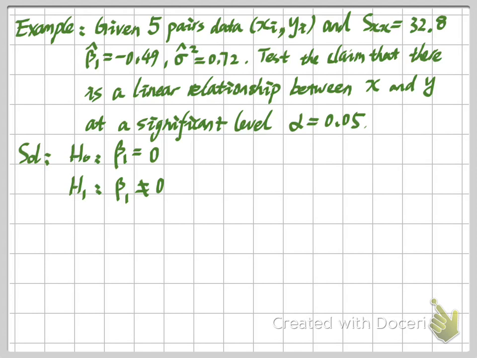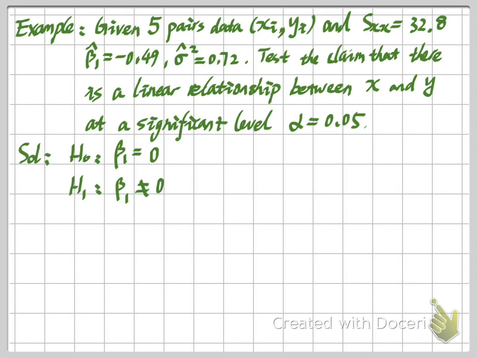The next thing is, because the question already gives us the estimator of sigma square, that means we don't know the true value of the variance of the error term. So we should construct a t-test.